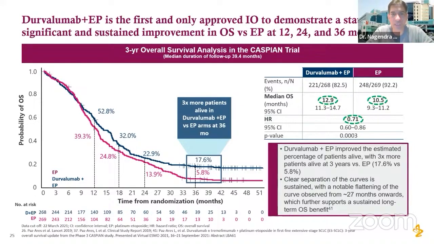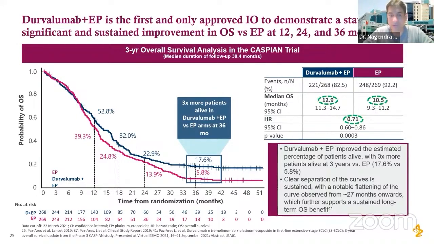The 3-year overall survival analysis in the CASPIAN trial, with a median follow-up duration of 39.4 months. As you can see, the median was 12.9 months as compared to 10.5 months with EP alone, and the hazard ratio is 0.71. Lesser the hazard ratio, better is the experimental arm, and the p-value and the confidence interval were also statistically significant. There are 3 times more patients alive with Durva plus EP as compared to EP alone at 3 years.